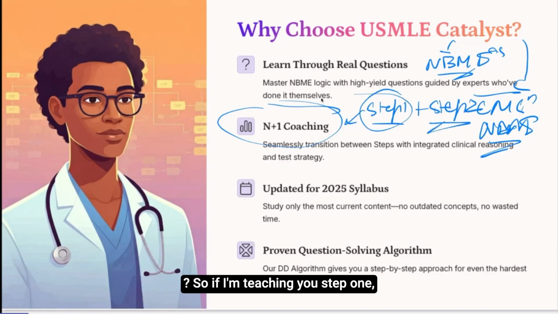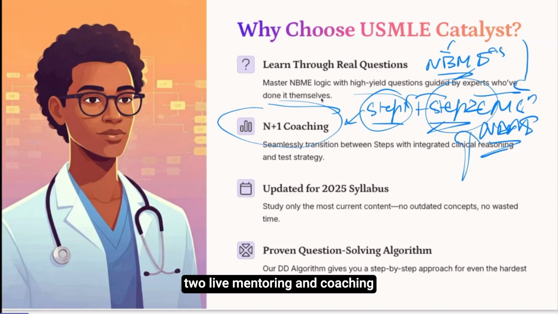So if I'm teaching you step 1, I can teach you information as you're learning step 1 material, which will be way, way better than you learning step 2 material separately. I'm encoding that while we are doing questions. I'm telling you, this is how step 2 will differ. This is the mistake you will make in step 2 if you do it this way in the step 1 realm. If you are doing step 2, it is somebody who has given step 3.